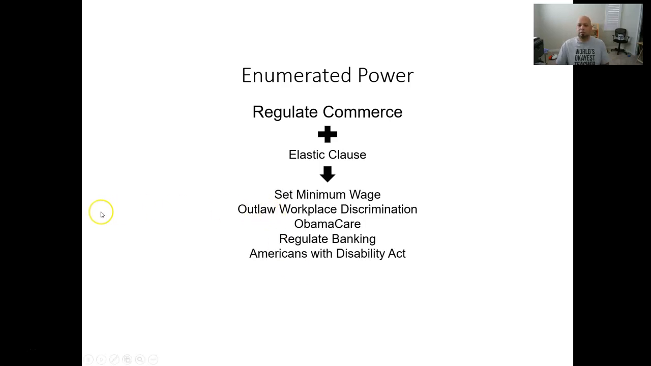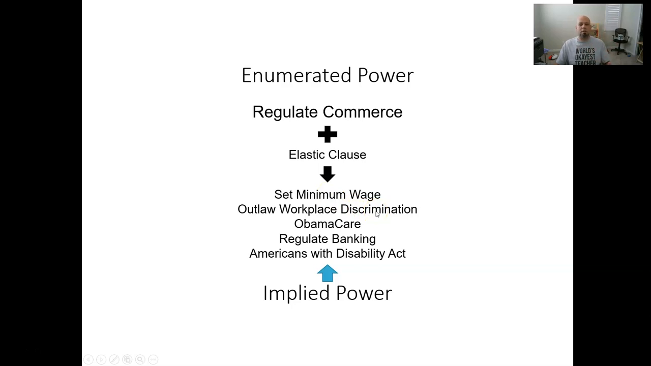Okay, now all of a sudden the national government can set a minimum wage. They can outlaw workplace discrimination. They can institute Obamacare, regulate banking. They can have the Americans with Disability Act because it's regulating commerce between the 50 states. So this is making it equal. So this is why we have a national minimum wage. States can go above that, but the national one is the base for every state.